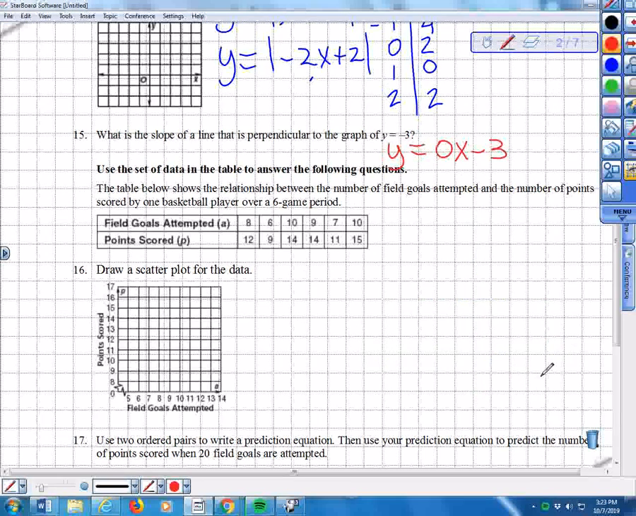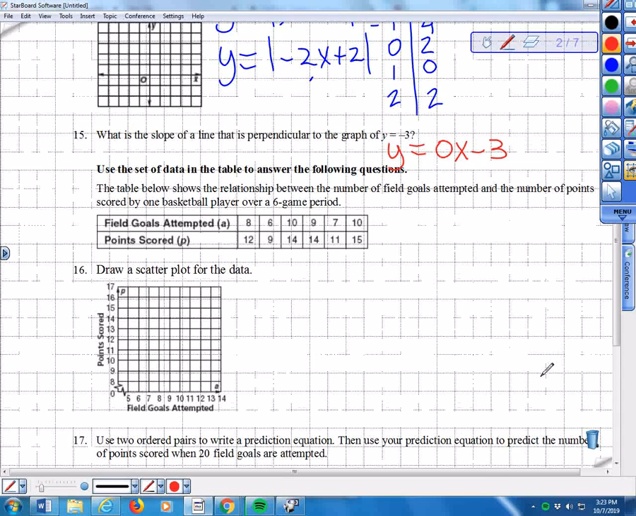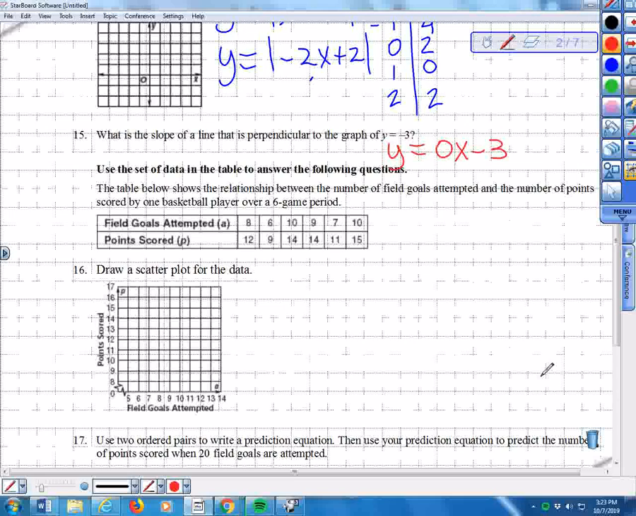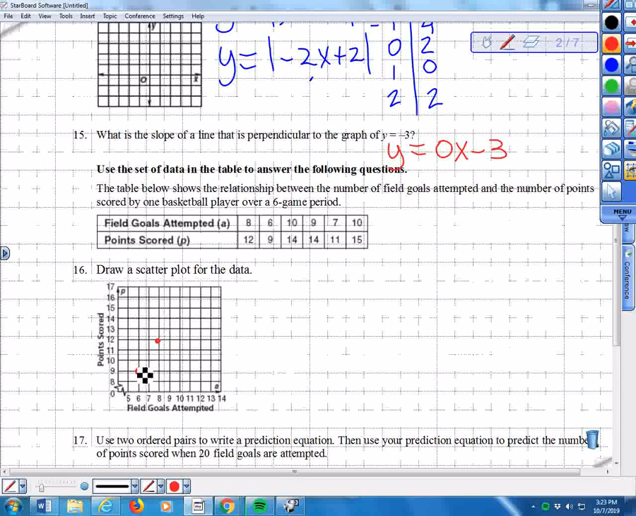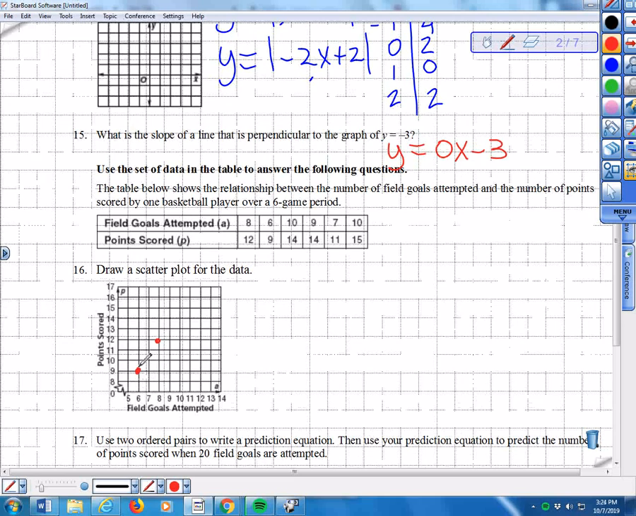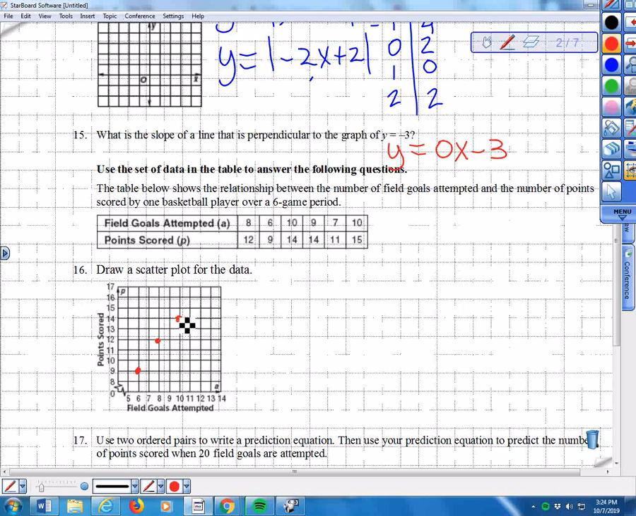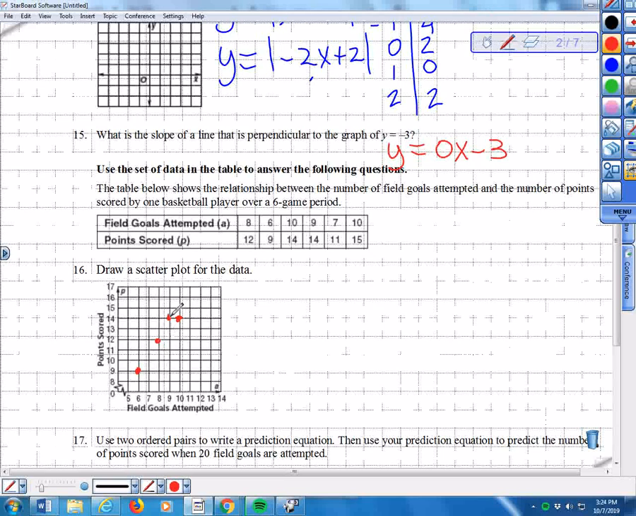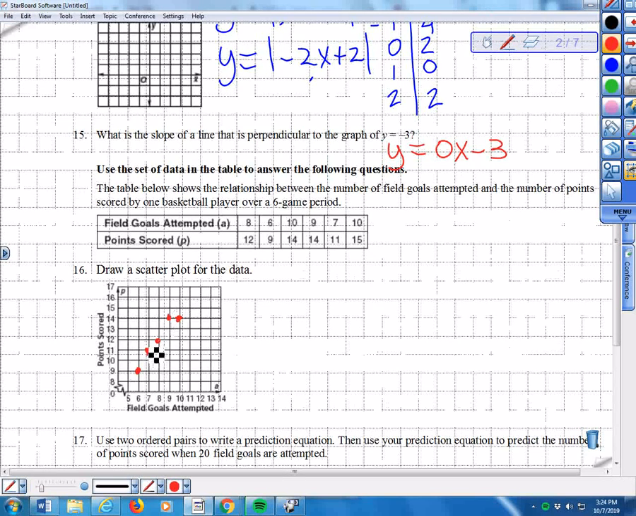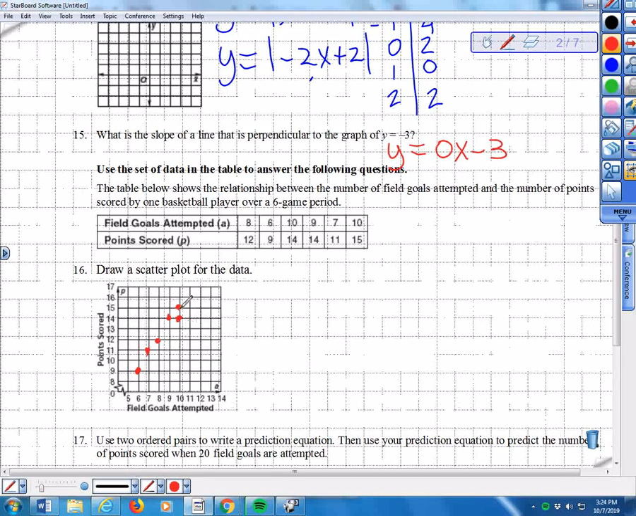Use the set of data in the table to answer the following questions. First thing you need to do is draw a scatter plot. So I'm going to go (8, 12), (6, 9), (10, 14), (9, 14), (7, 11), (10, 15). You could just draw random dots on there and see, like in a V.